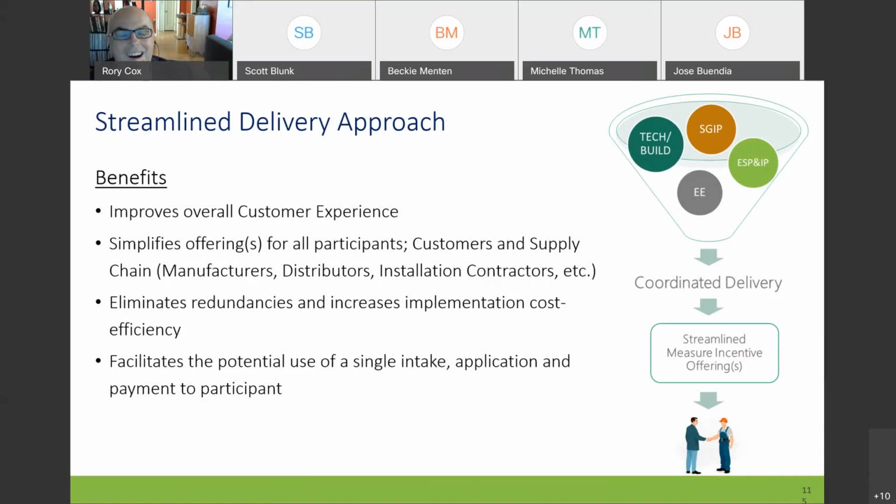It facilitates the potential use of a single intake or application and payment for the customer. So the customer doesn't have to fill out, again, multiple applications, and doesn't have to wait for a check to come down the line. However the payment process is decided, it makes it real simple so that they get one payment, one check, or one credit, or whatever the case may be, for their participation in these efforts.